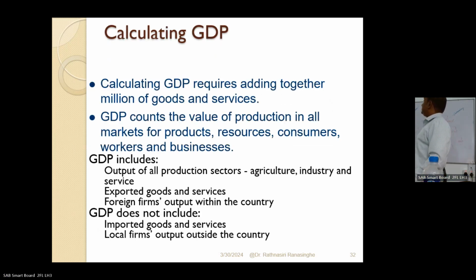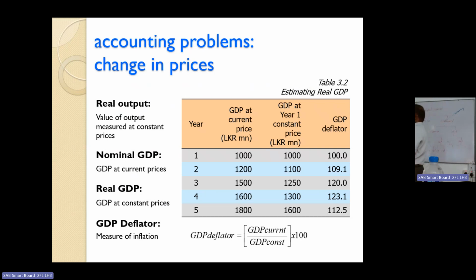So now we can identify this one. Given the same thing that we discussed, we have the years 1, 2, 3, 4, 5. GDP at current price, then maybe the factor cost price or the market price. Current factor cost, current market price, because it's the current price.